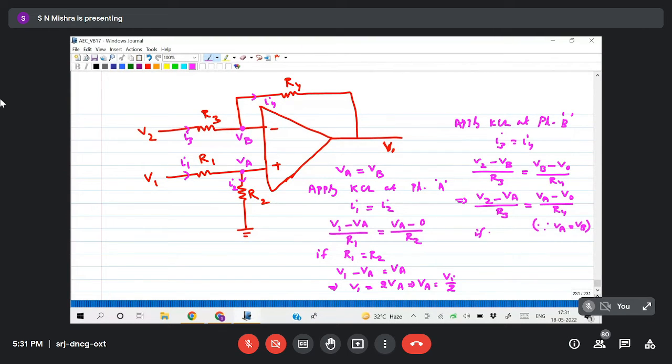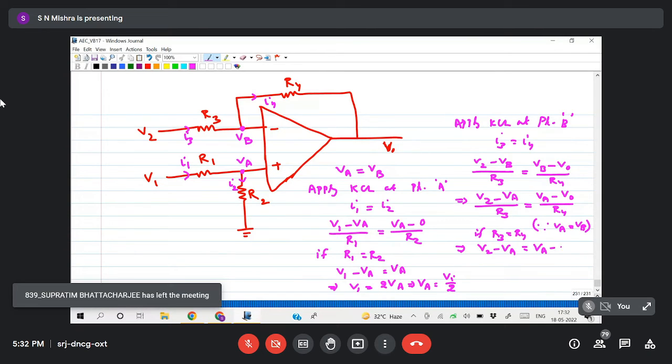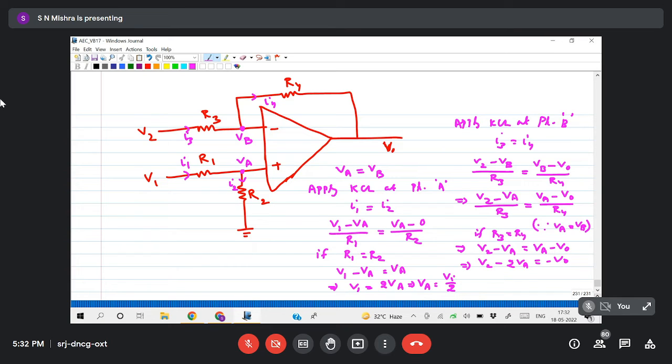Now if I take all the resistances to be the same, then what will we get? V2 minus VA equals VA minus V0. Taking VA to one side, V2 minus 2VA equals minus V0. Then replace VA as V1 by 2. So V2 minus 2 into V1 by 2, the 2 cancels, equals minus V0. So what will I get? V0 equals V2 minus V1.